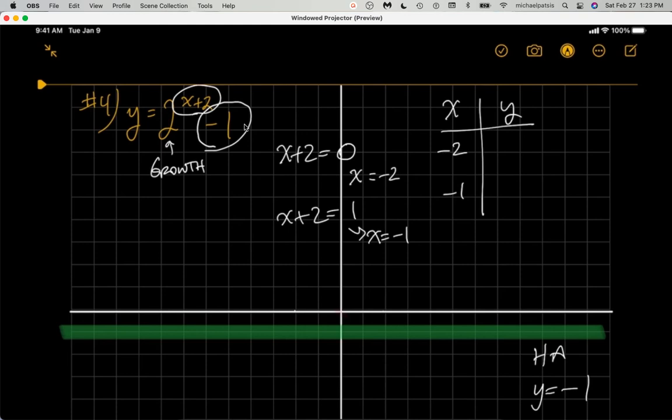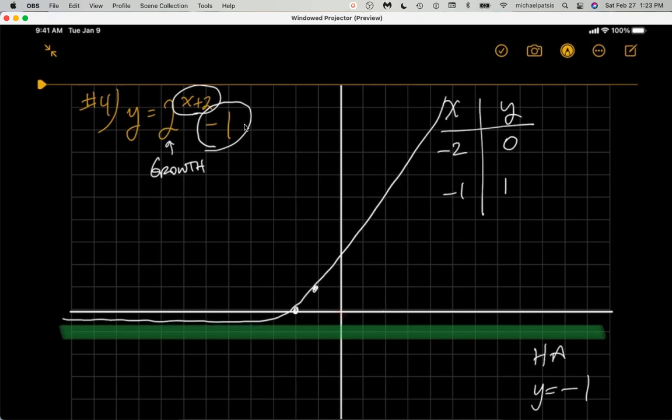When we plug in x equals -2, we get y equals 0. When we plug in x equals -1, we get y equals 1. These are the points we are going to plot, knowing that as we move from left to right, we expect to be going away from the horizontal asymptote. First point is -2, 0. Second point is -1, 1. Connect the dots. There is our graph.